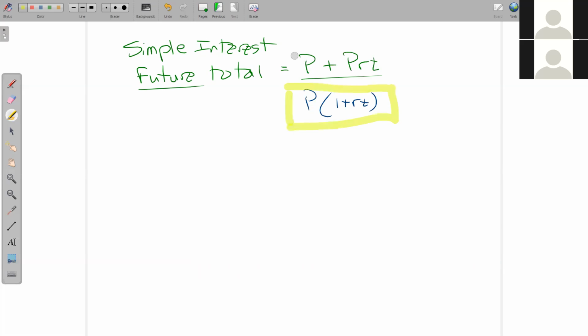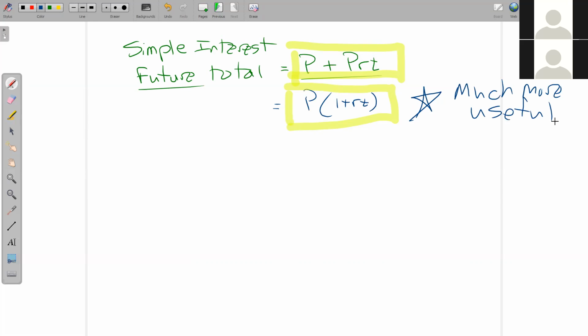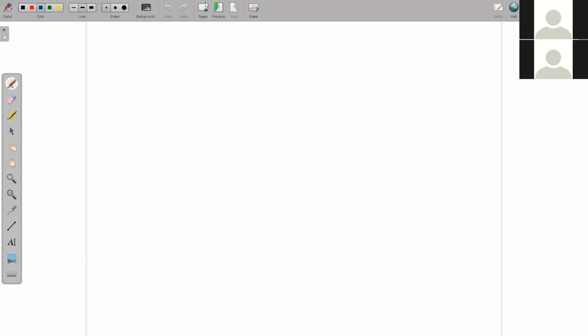So the blue formula and the green formula make exactly the same calculation, it's just written a little bit different. These two things are the same, they are equal. But we're going to find that this version is going to be much more useful. I'll show you why now. So this is a super important version of simple interest added back on.